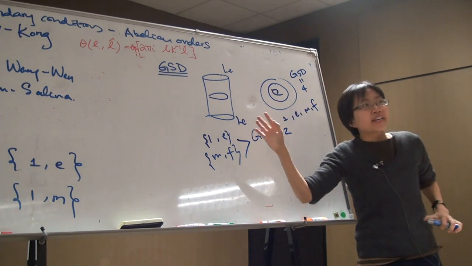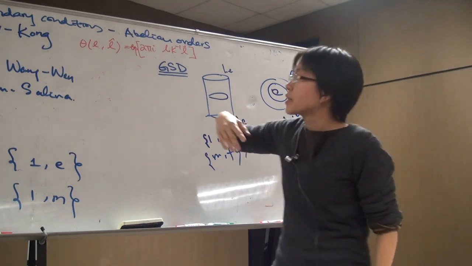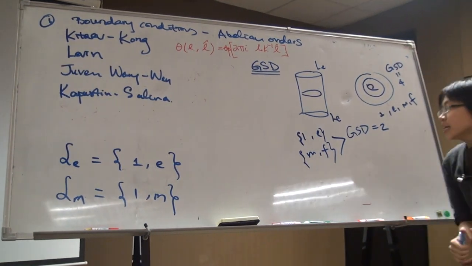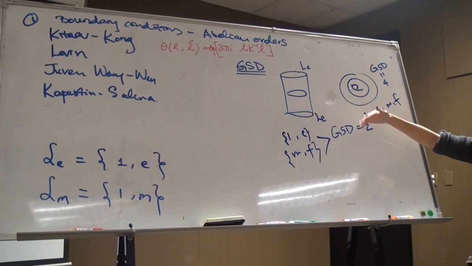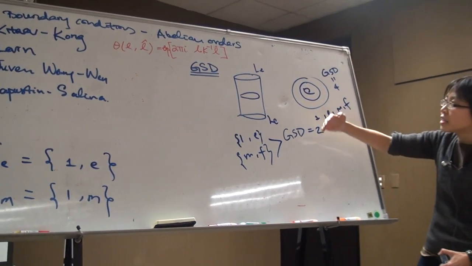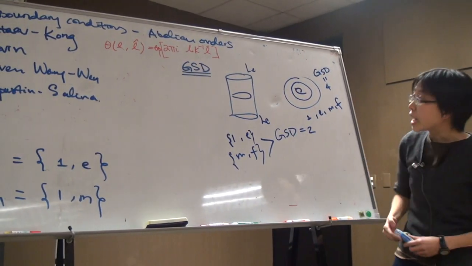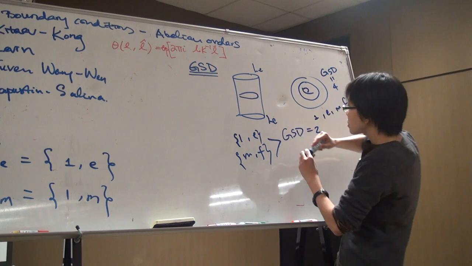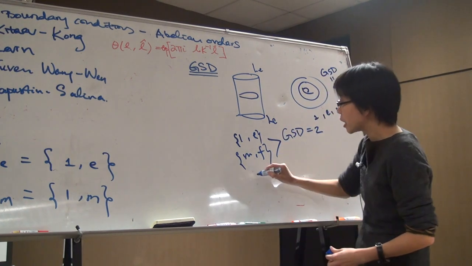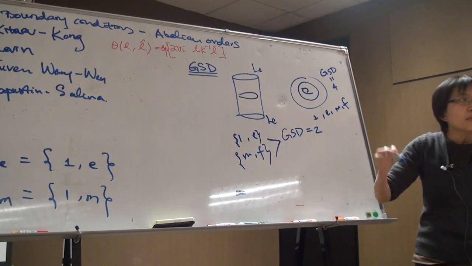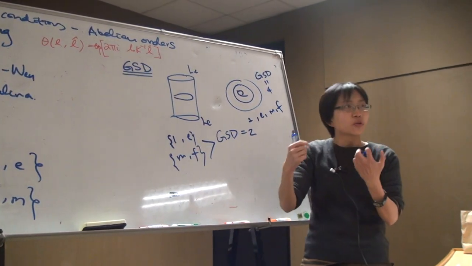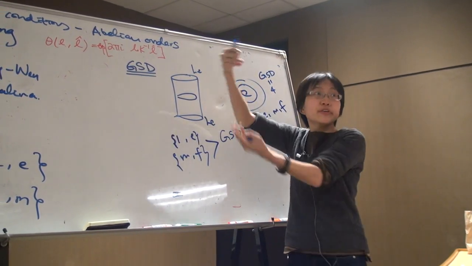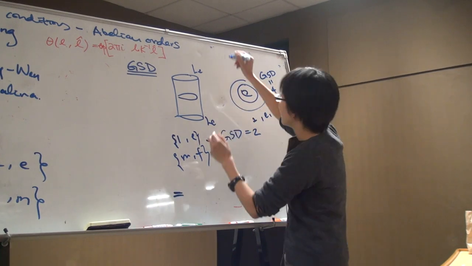So the presentation that I give here is slightly different from the one that Juven and Professor Wen gave in their paper. In their paper, the way they counted this ground state degeneracy is via charge transport. The idea is that the ground state degeneracy is also equal to the number of fusion channels that you could find between the condensates such that they fuse to 1. So that corresponds to, let me be more explicit.